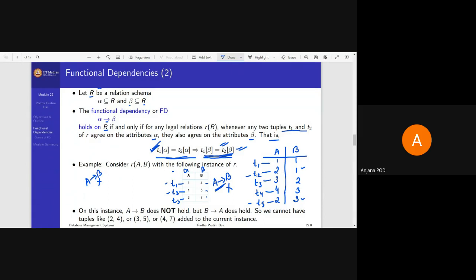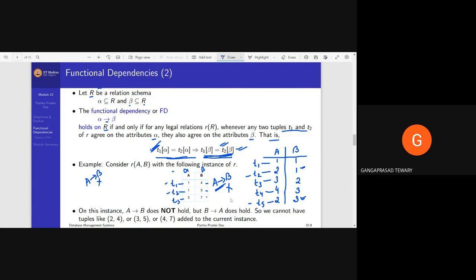Let's just consider that T2 and T5 are matching. Now for the other tuples, since all the other tuples are unique, we could say that A determines B if T2 and T5 were matching. However, here T2 and T5 do not have matching values, or the conditions are not getting satisfied, so A determines B does not hold. Is it clear? We'll take some more examples.